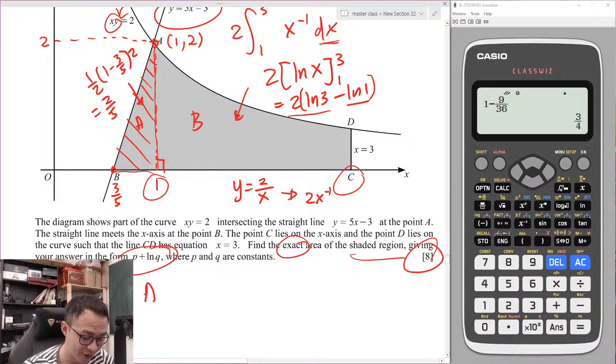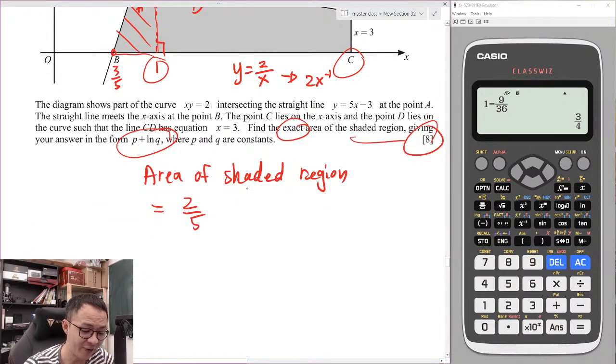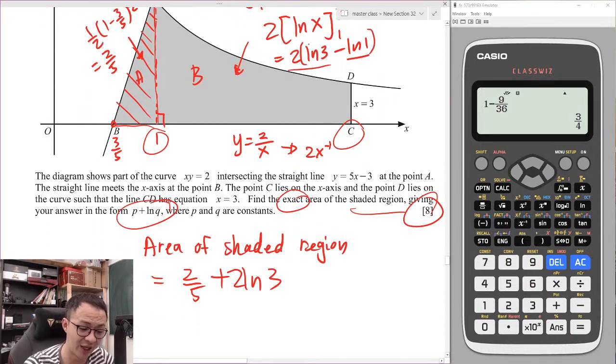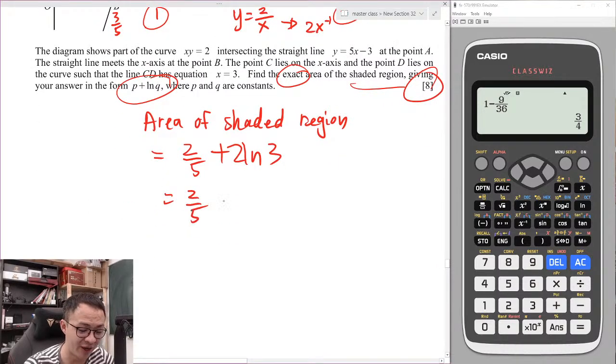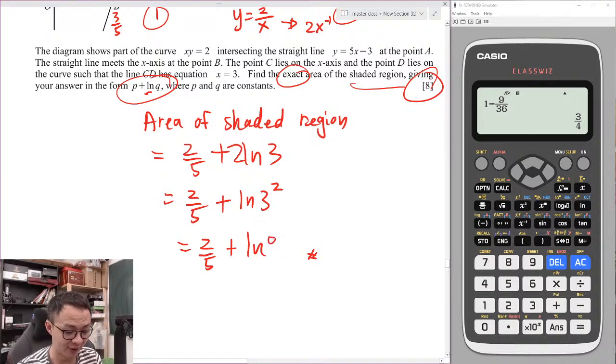So the area of the shaded region is equal to 2 over 5 plus 2 ln 3. Because here only 2 ln 3 is left, right? So it's 2 over 5 plus, and because they don't want any number in front of ln, it'll be ln 3 squared. So ln 3 squared will be ln 9. Alright, this is how we get the whole 8-mark question. It's not very hard. As long as you practice, I guess it should be okay.